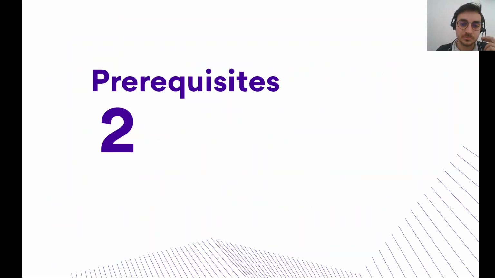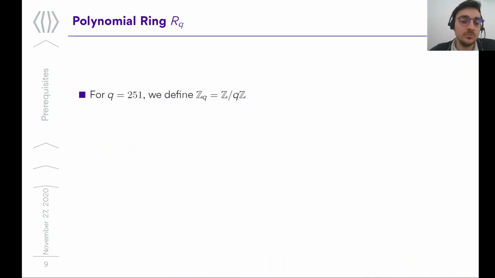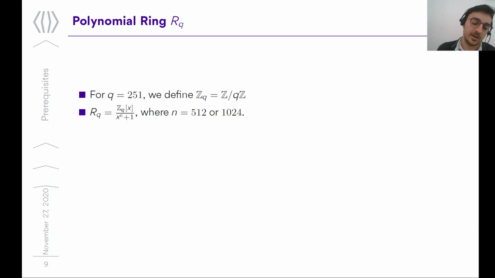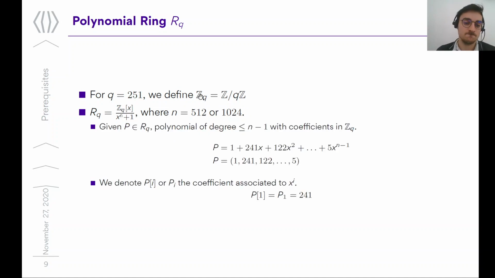So now I will give some notation for the following. Let Q equal 251 and we define ZQ, which is Z over QZ. We define a polynomial ring RQ, which is ZQ[x] over x^n plus 1, where n is equal to these two values depending on the LAC security level. For a given polynomial in RQ, we can represent the polynomial as a polynomial or as a vector. And to speak about one coefficient of the polynomial, we can use these two notations.